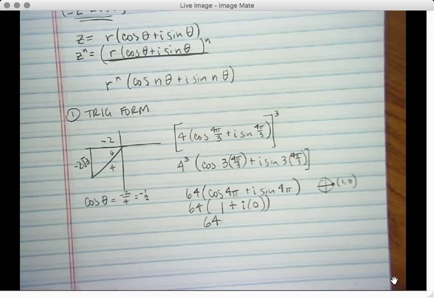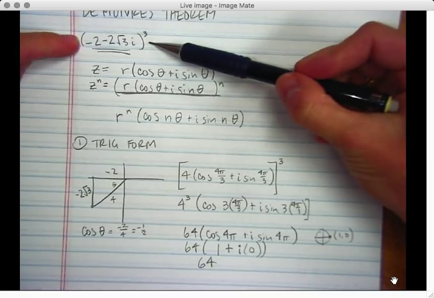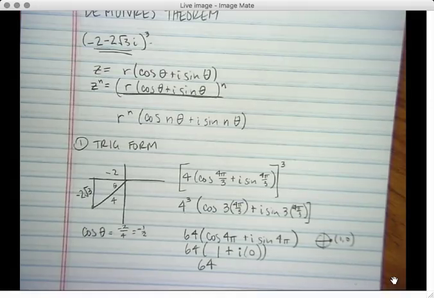Right? And if you don't believe me, take the original problem, write it out 3 times, see if you get 64. I promise that you will. So that's DeMoivre's theorem. Again, it's a fast lesson.